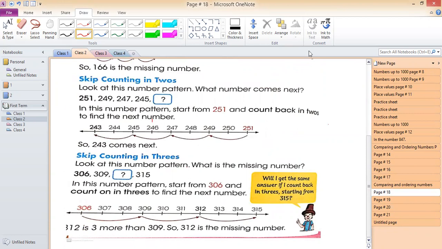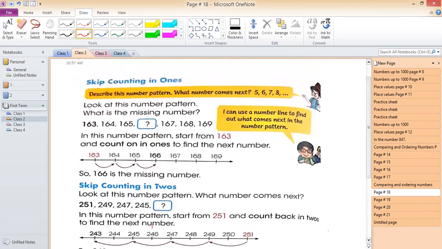Okay. So, guys, when you are skip counting in ones, you are actually counting in ones. Like you count 1, 2, 3, 4, 5, 6. So here, as you are simply counting, you are counting in ones, right? So if you look at this pattern, 163, 164, 165, you are actually counting in ones. The 1 hundred and 6 tens are the same in all the numbers. The only number that is changed is the ones, okay?